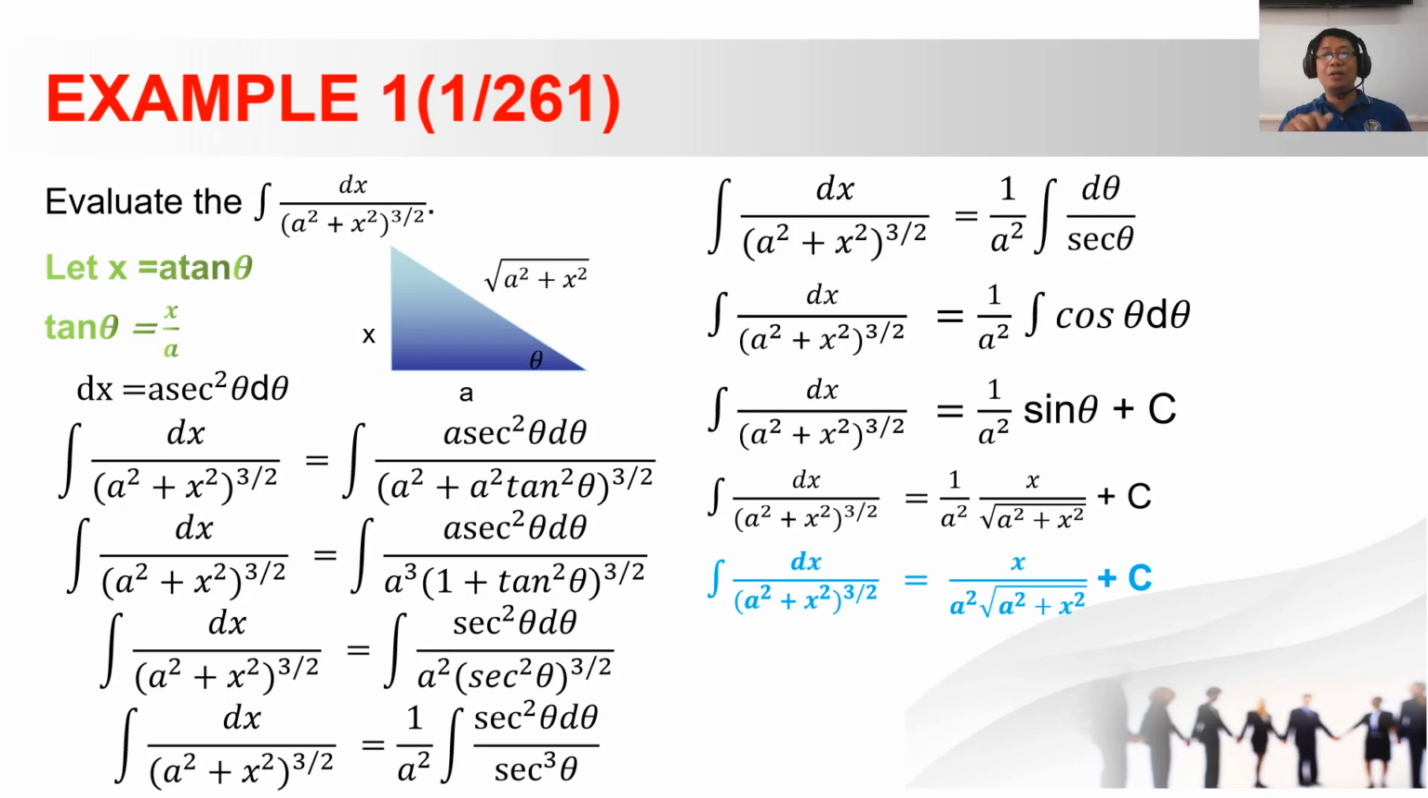So, dapat alam niyo po yan, no? So, yung 1 plus cotangent squared theta equals cosecant squared theta. At yung sine squared theta plus cosine squared theta equals 1, no? So, ginagamit din niya na identities.